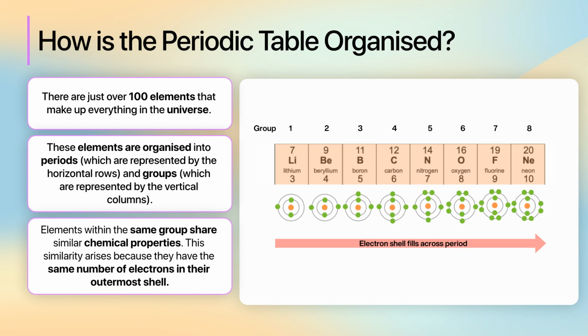Periodicity occurs because as we move from left to right across a period, electrons are added one by one to the same energy level or shell. This sequential addition of electrons causes regular changes in atomic and chemical properties. For instance, atomic radius decreases across a period due to increase in positive charge in the nucleus, which pulls electrons closer.